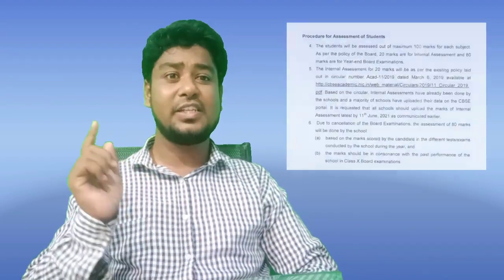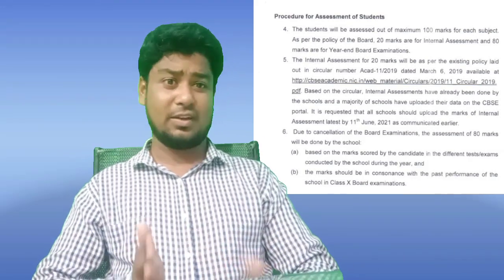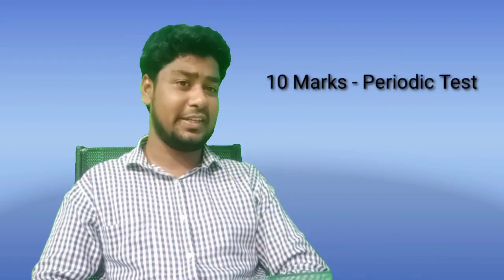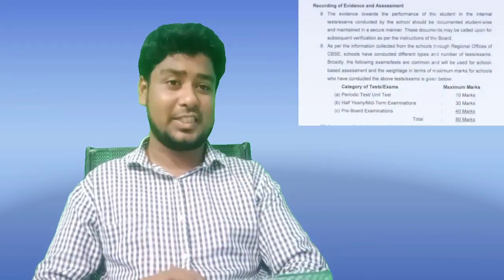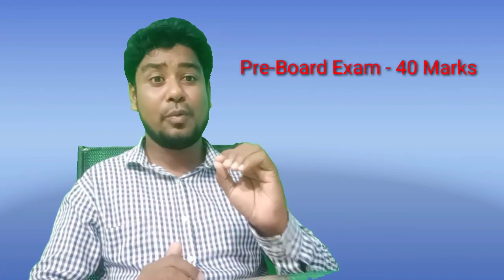The remaining 80 marks, which you were supposed to write in the board exam, are divided into three categories. The first category is your periodic assessments: the periodic tests PT1, PT2 or PT3 you might have written in your school, either offline or online. It doesn't matter to the board which mode it was. That carries a weightage of 10 marks out of 80. The second is the midterm examination, conducted at around 50 to 60% of the syllabus. The midterm examination's weightage will be 30%, and the remaining 40% will be on the pre-board examination. So 10 plus 30 plus 40, totally 80.